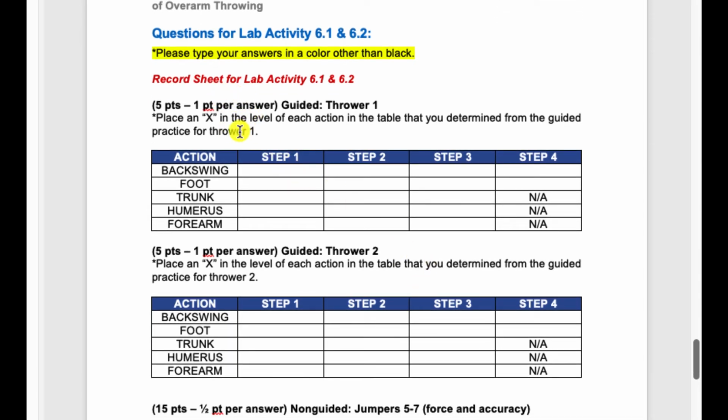In the record sheet, for the 2 guided throwers, the tables are set up where we have the 5 actions in the first column, and the subsequent columns are the developmental sequence steps. Based on the videos and the observation questions that you get asked, you will put an X in the appropriate column based on how you decided to classify whichever thrower you're observing. There should be a total of 5 X's per table, a total of 5 points per table.